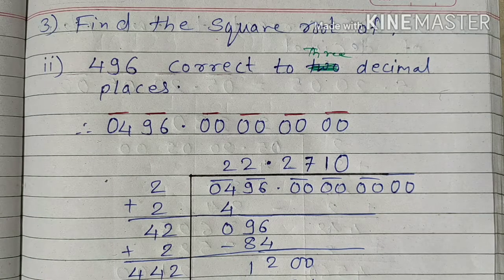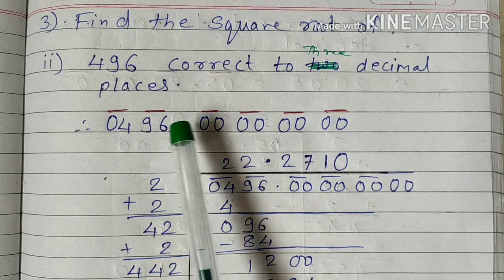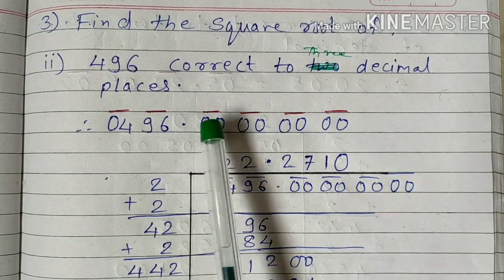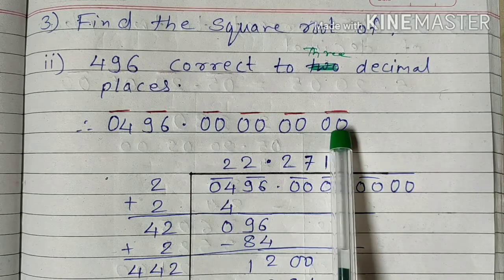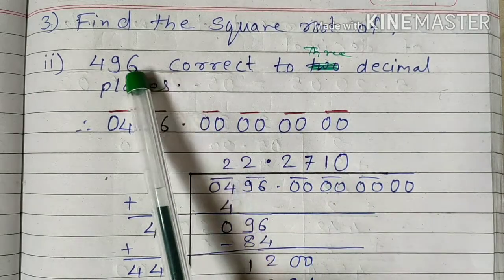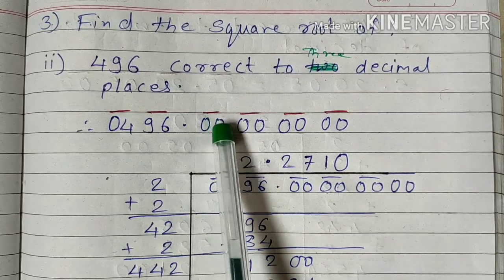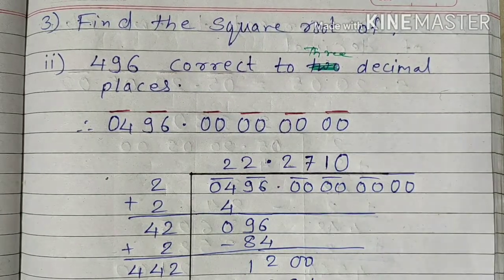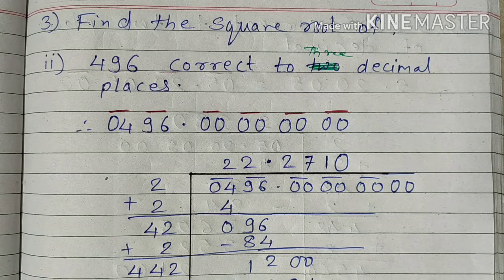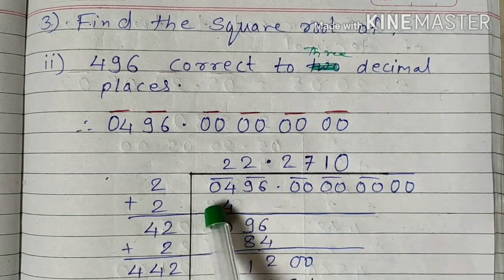Now remember students, whenever we want to find out 3 decimal places after the decimal, we need at least 4 pairs after the decimal point. Since there is nothing after the decimal point, we have taken 4 pairs of 0. 1, 2, 3, 4. 4 pairs of 0 we have taken. Okay. Now let us find out the square root of this number.